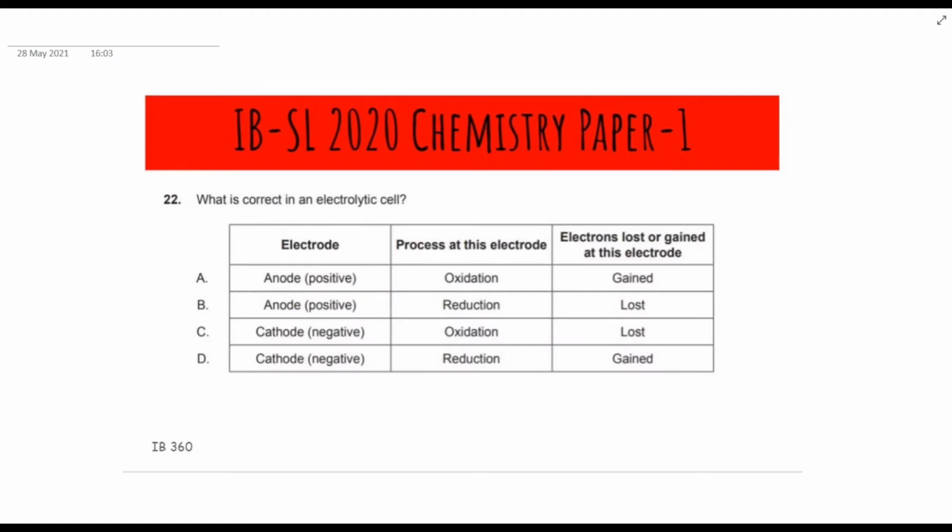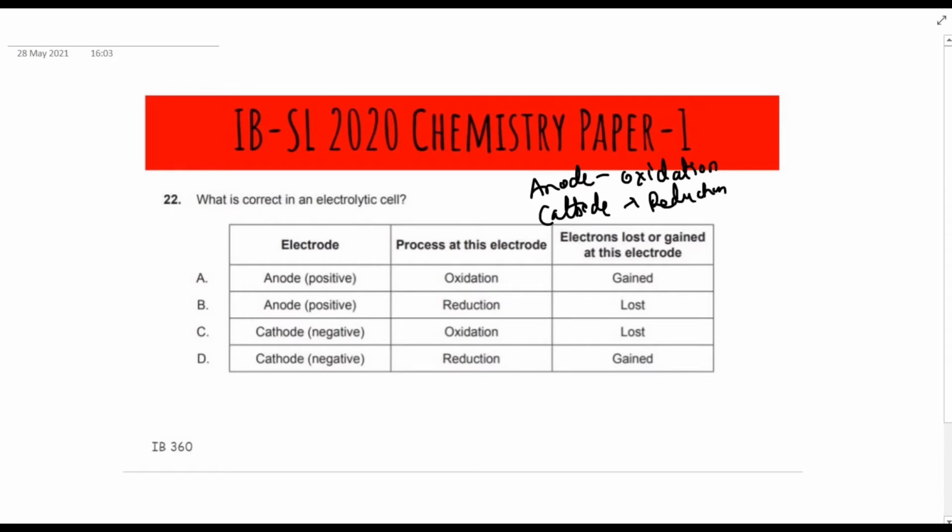All right, moving on to the next question. In this question, we need to find out which of the following is correct in an electrolytic cell, not an electrochemical cell, in an electrolytic cell. Obviously, we know that at the anode we always have oxidation, and at the cathode we always have reduction.